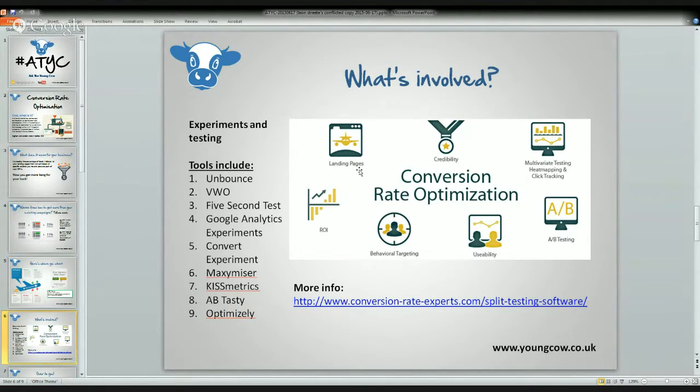Credibility. Are you showing enough on your website or landing page that creates a sense of trust with the visitor? Do they trust you in what you're selling and what you can provide for them? Testing, heat mapping, and click tracking. This is a program where it actually monitors where most of the visitors' attention will be drawing towards.